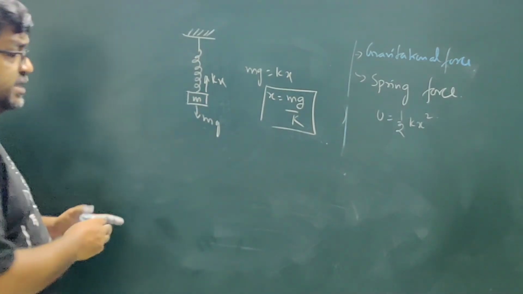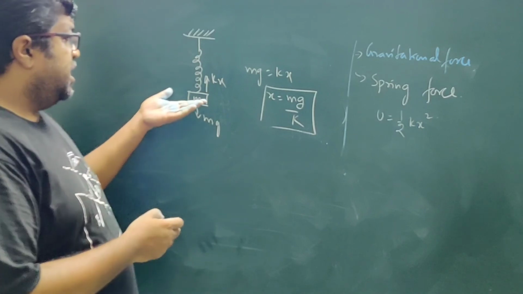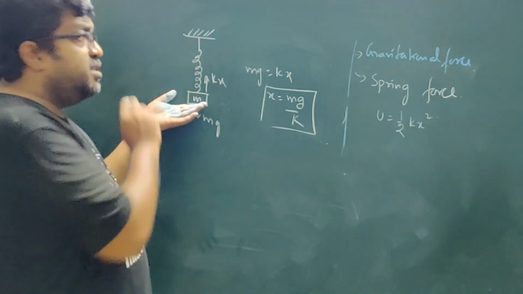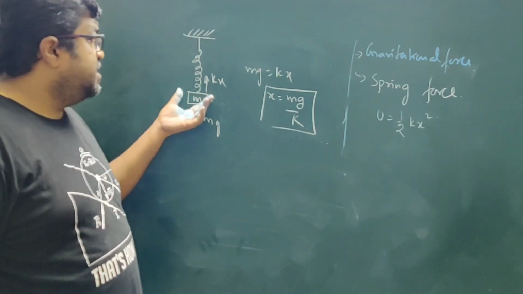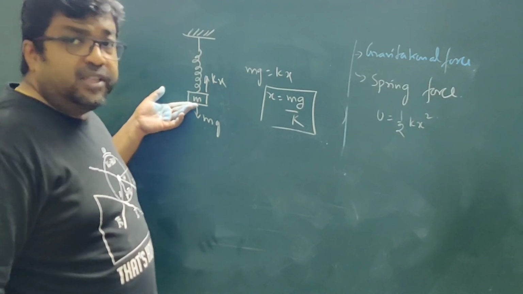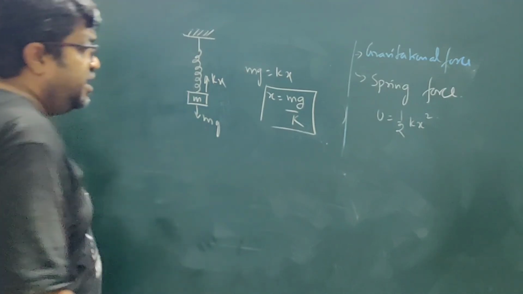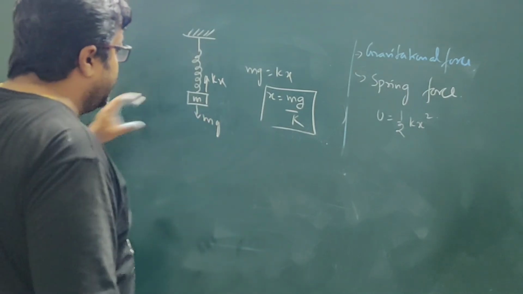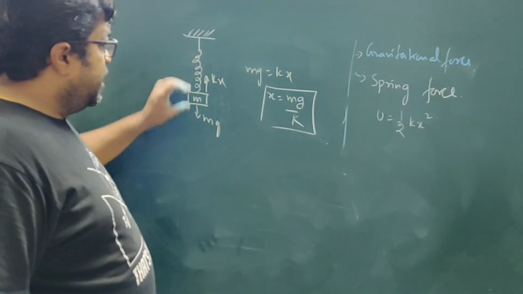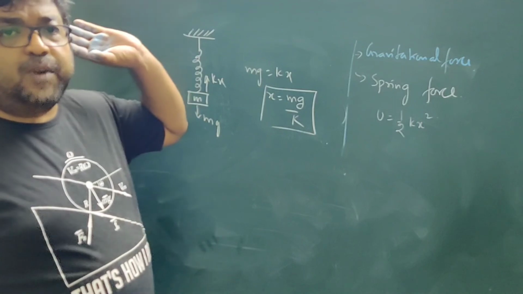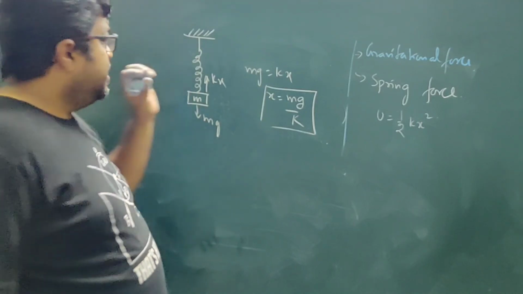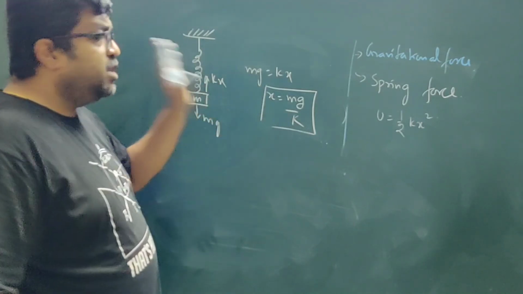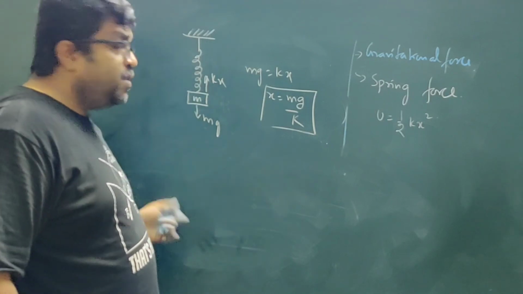The second situation is, I am holding this mass, the spring is in natural length, and the mass is attached to the spring. Now I suddenly remove the hand, and the mass will fall down. When the mass falls down, there is elongation in the spring. Obviously, common sense tells us that the elongation will be more than before, because this mass is dropping suddenly.